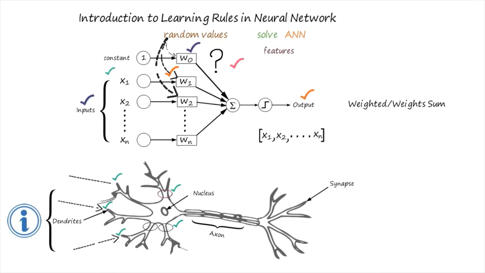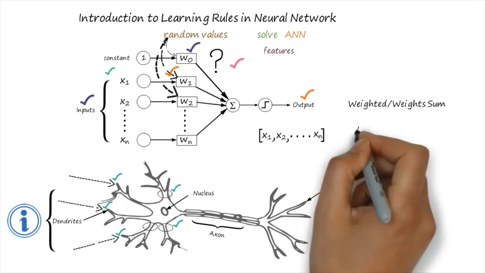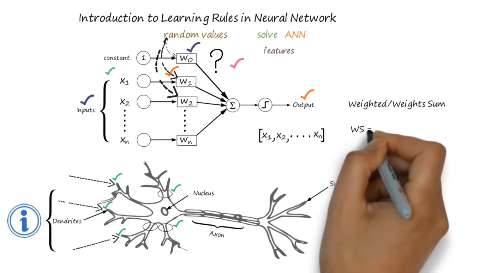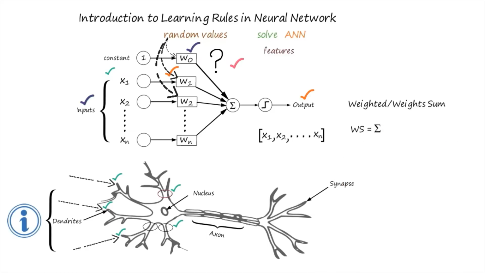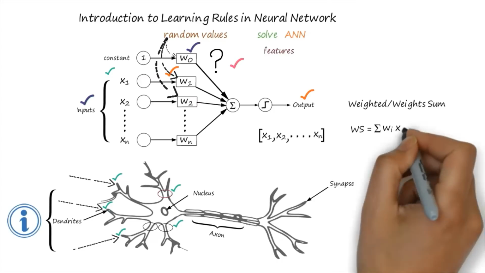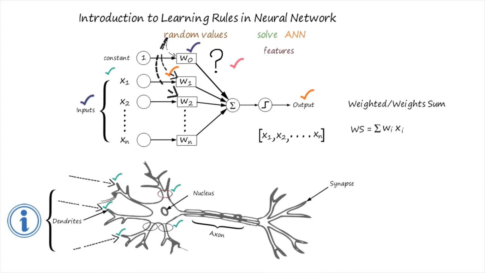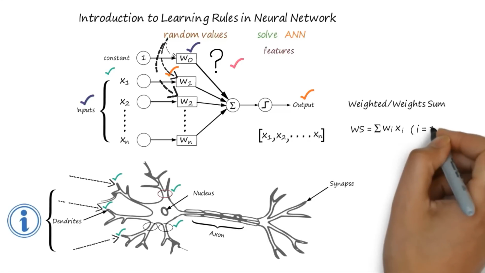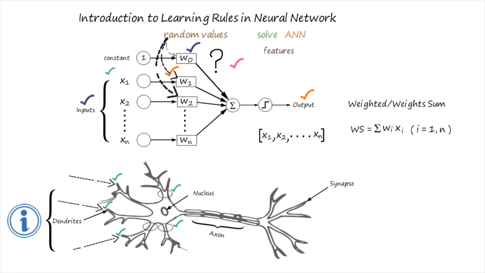Let me explain this part. If you ask me to write the equation for how these inputs and weights are associated, we can write that the weighted sum is equal to the summation of all the weights and all the inputs in the network multiplied together, where this summation varies from 1 to n. So this is the basic thing.